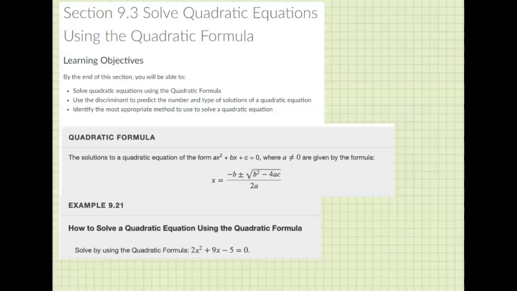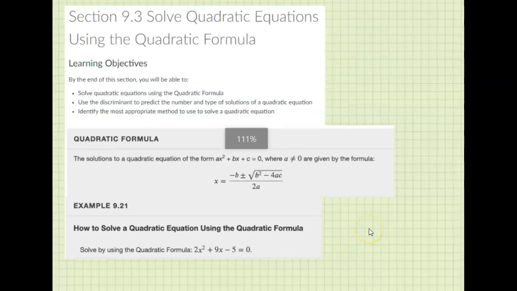Typically when other methods fail, like factoring, that would fail if you can't factor, or taking the square root of both sides, that one fails if you don't have a quantity squared equals a number, although you can make it that way with completing the square. Then you just go on and use the quadratic formula. Typically, I try to factor, and if I can't figure out how to factor in a few seconds, then I go, okay, let's use the quadratic formula instead.